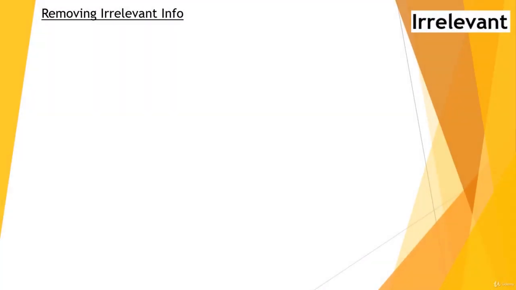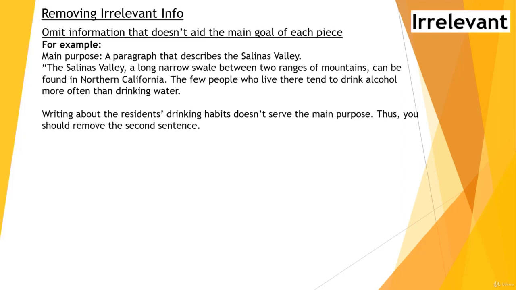Like in the last lesson, the target is clear and concise sentences, and removing the irrelevant will bring us closer to this achievement. Omit information that doesn't aid the main goal of each piece.